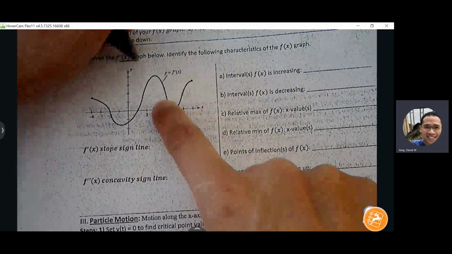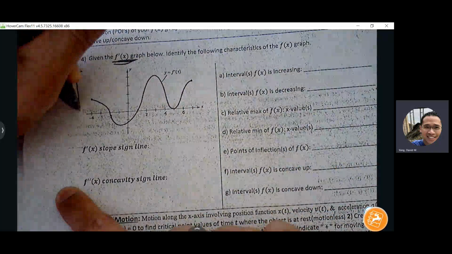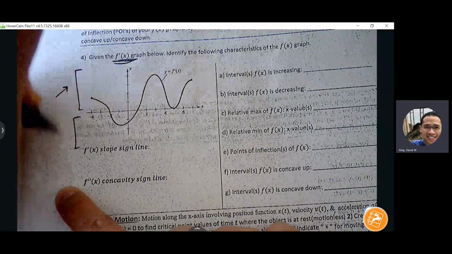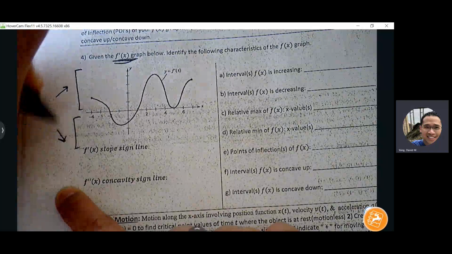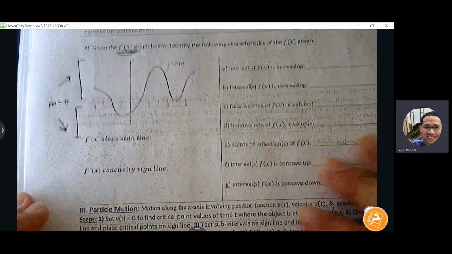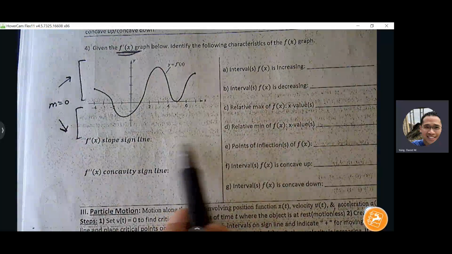Okay, so if we're dealing with an f prime graph, we like to go ahead and label what we're working with. Anything above the x-axis is positive slope. Anything below the x-axis is negative slope. Anything on the x-axis is slope 0. Okay, so from that, see if you can create your slope sign line.